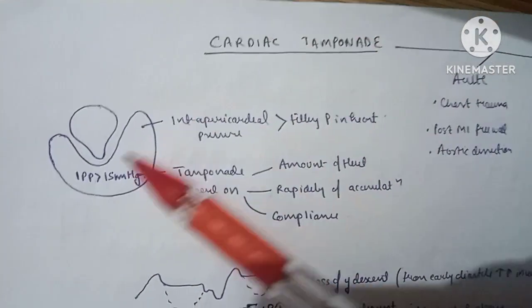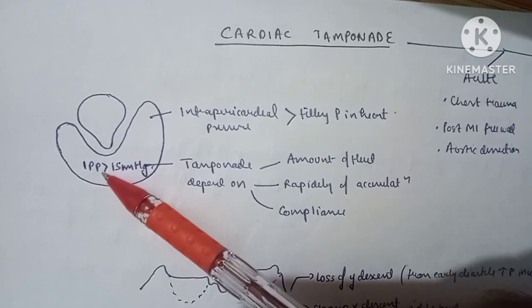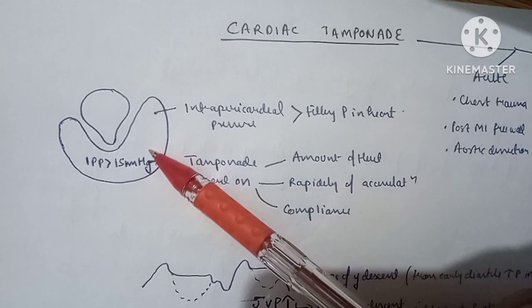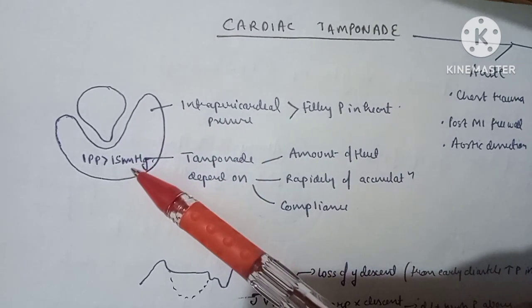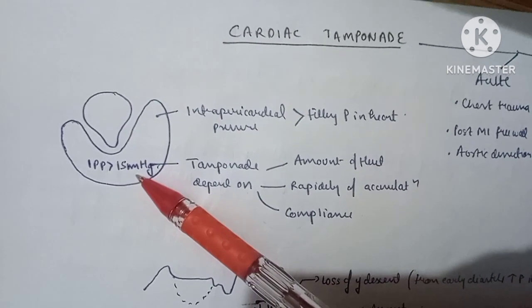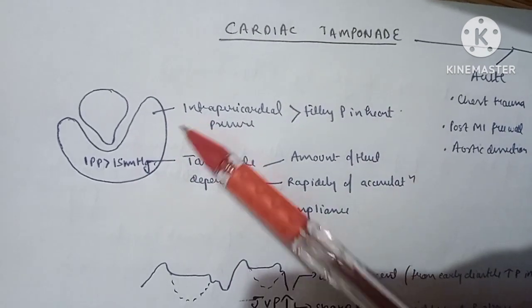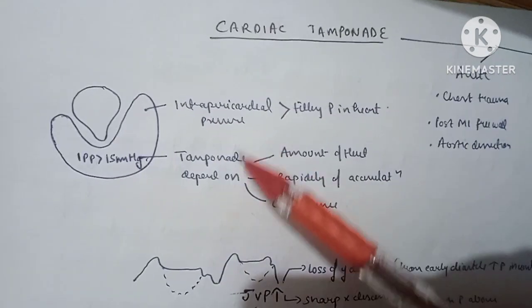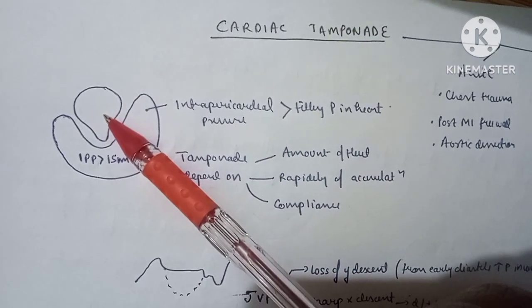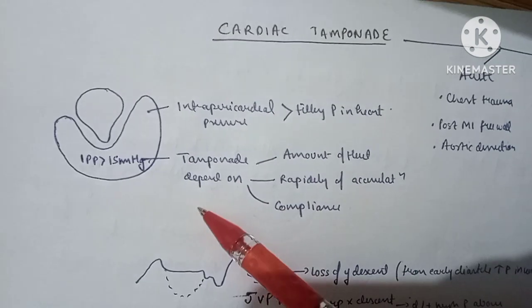So actually in cardiac tamponade, we will have an intrapericardial pressure of more than 15 mm of Hg. No matter how this intrapericardial pressure is reached, if it is more than 15 mm Hg, the intrapericardial pressure will reach more than filling pressure in the heart. And then the ventricular filling will be impaired, leading to the symptoms of cardiac tamponade.